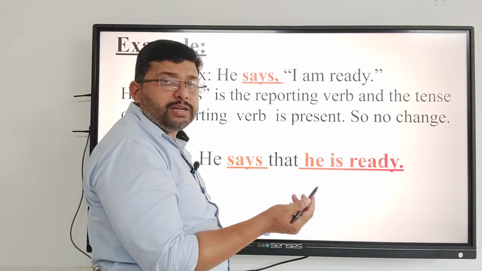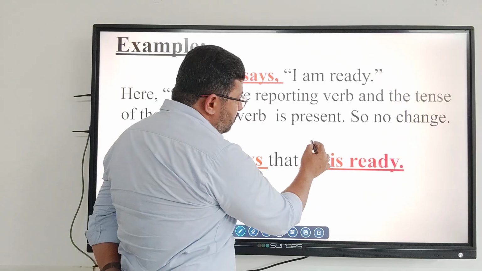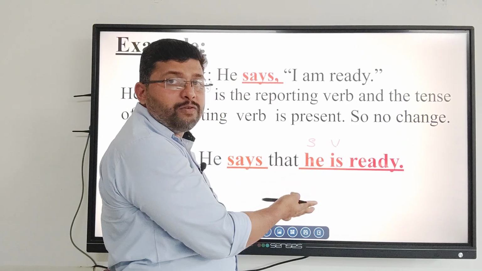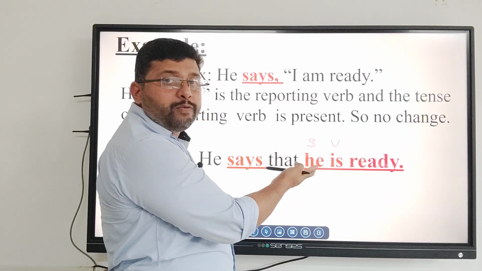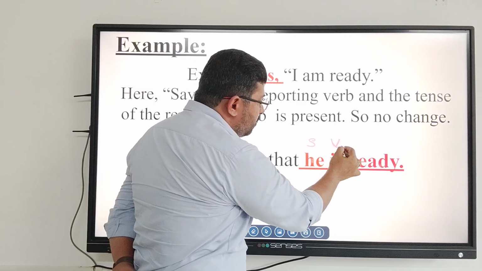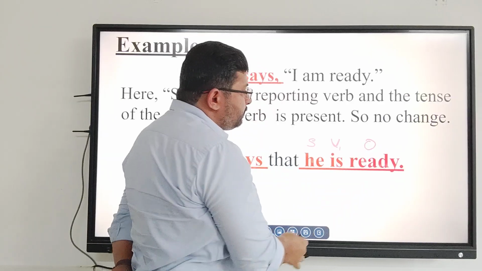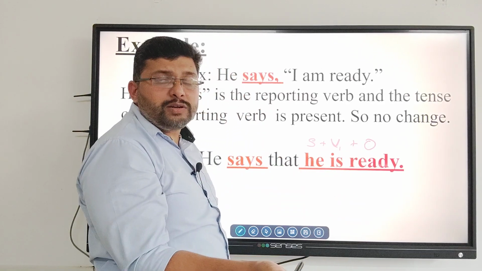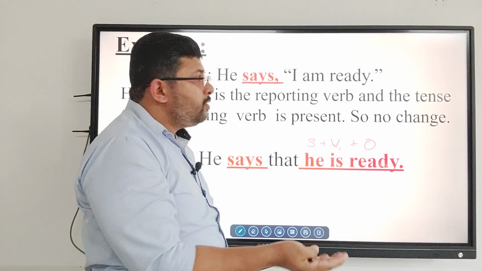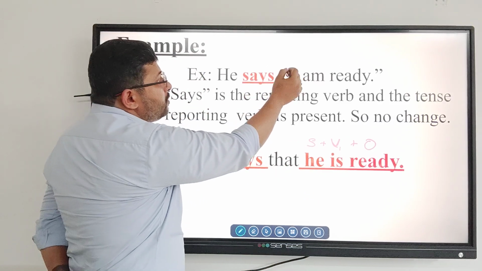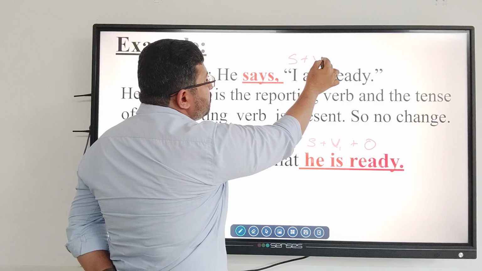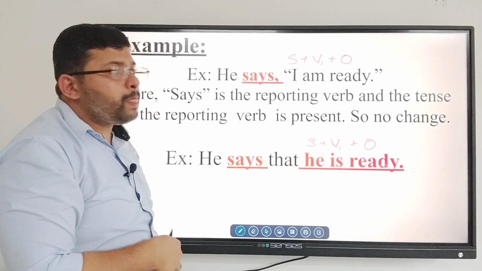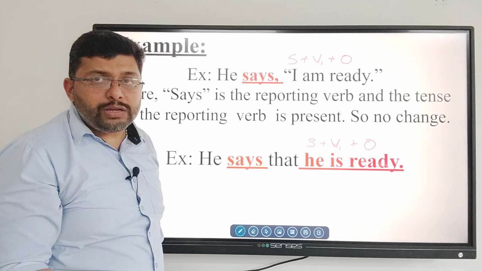How do we know that the tense is not changed? See here, this is the subject. The verb is used as a main verb here, and which form have we used? V1. Object. Subject plus first form of the verb plus object: simple present tense. So here also, subject plus first form of the verb plus object: simple present tense. The tense is not changed.